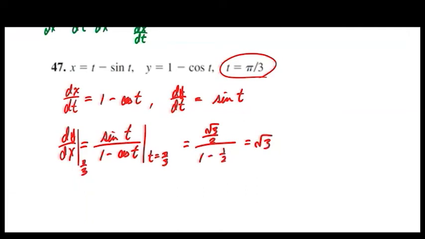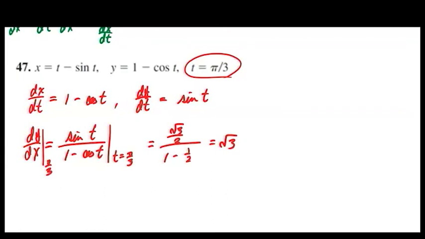Now, we still need a point. In order to use a point-slope form, we need a point. Where do we get the point? We get it from here. You get it? X is equal to pi over 3 minus root 3 over 2. And our y is equal to 1 minus 1/2, isn't it? Which is 1/2. That becomes our point.